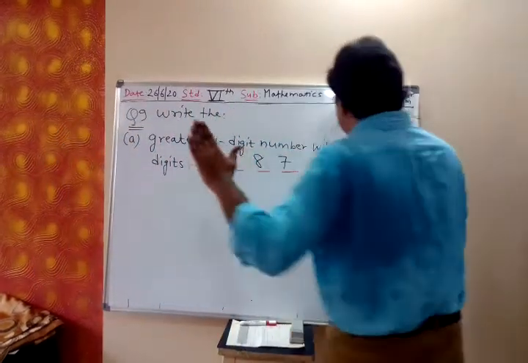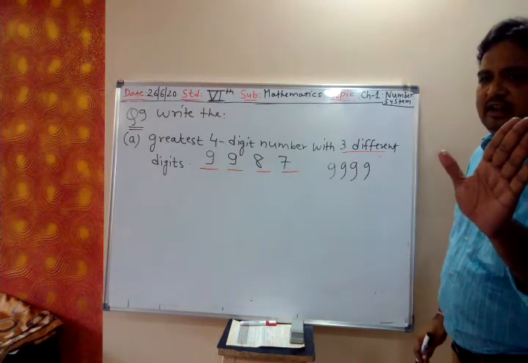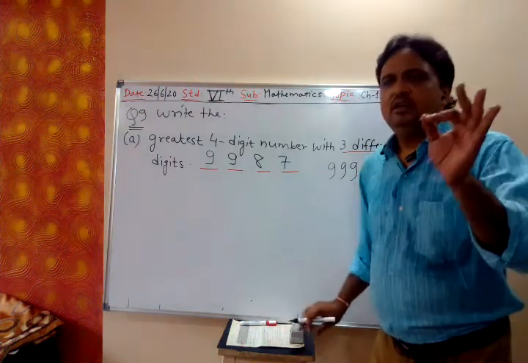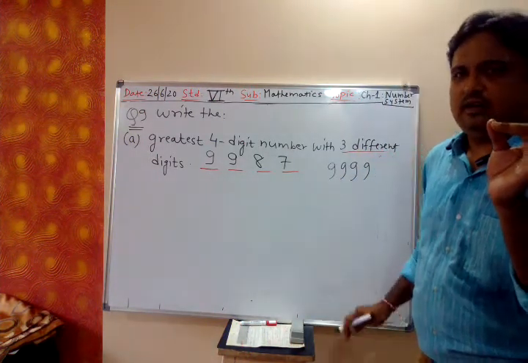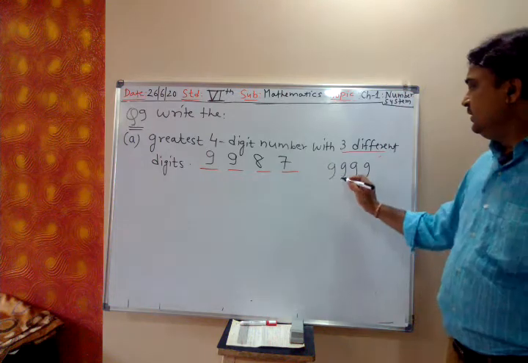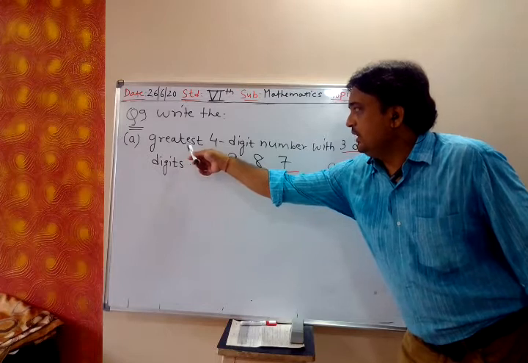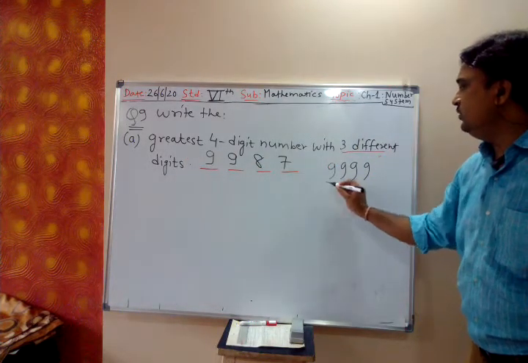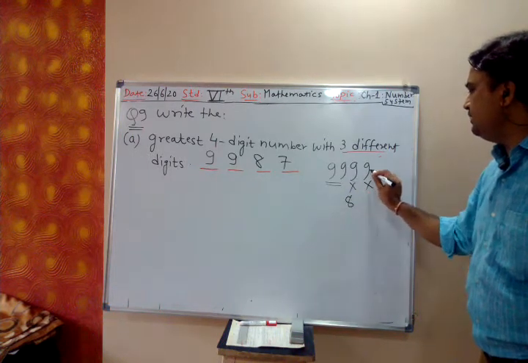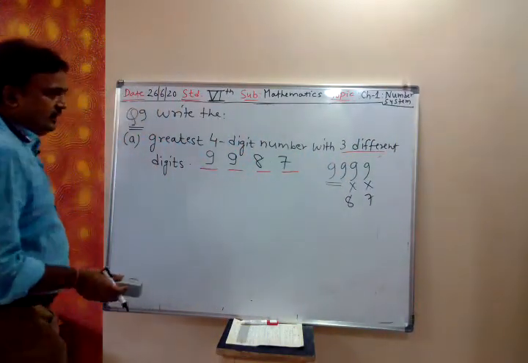No. See here. 99. This is the greatest 4-digit number. Now in this, all the digits are equal. We want 3 different digits. So these two I will keep same because we want the greatest number. So these two I will keep same, 9 only. Then these two I will change. After 9 there is 8, after that 7. Is it clear?